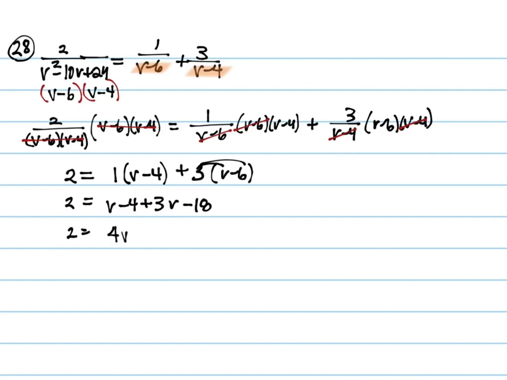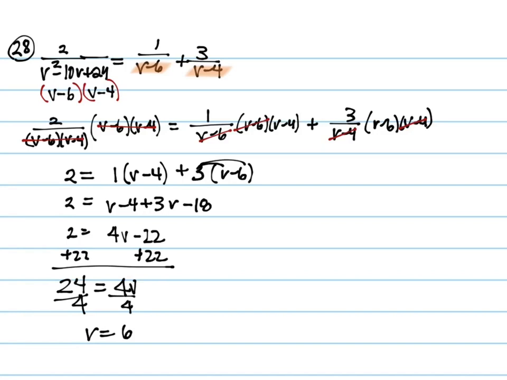That would make 4v minus 22. I can add my 22. So this is 4v equals 24. And if I divide by 4, what is v? 6. Now here's the deal.